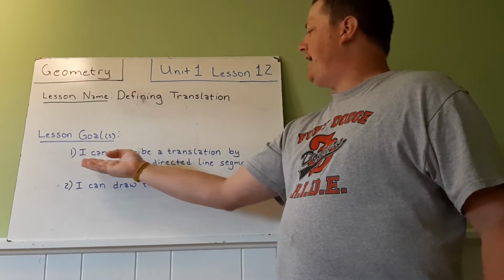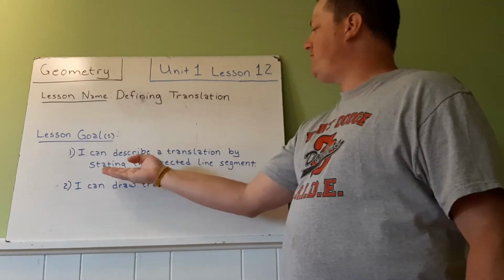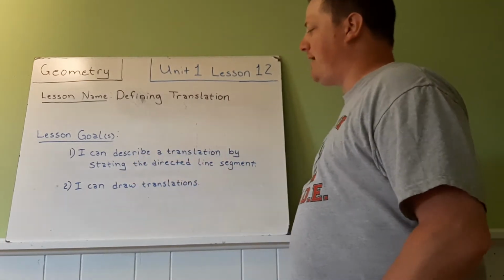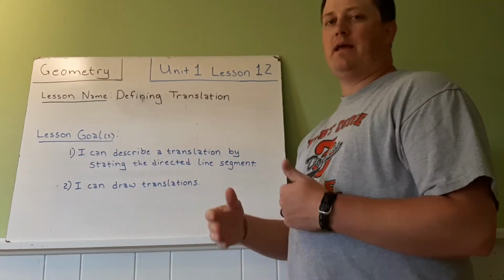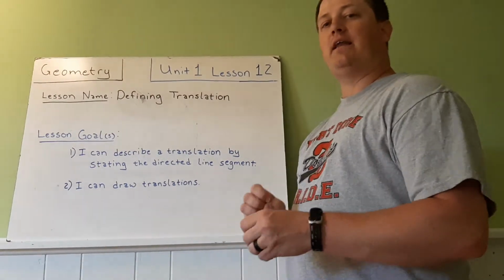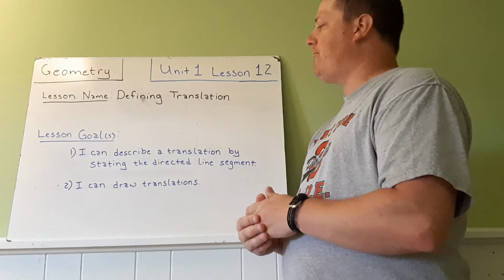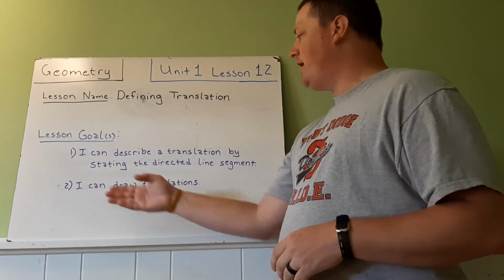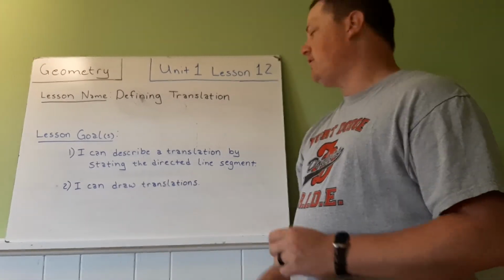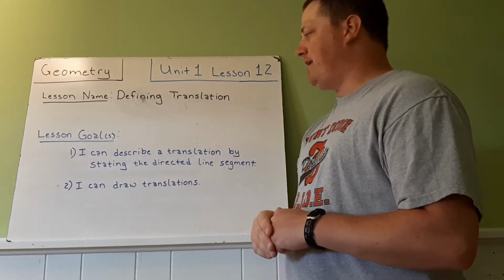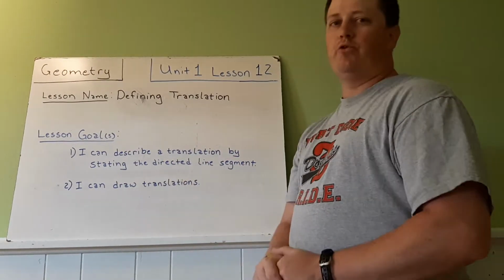Lesson goals. I can describe a translation by stating the directed line segment. The directed line segment is kind of how we identify the distance and direction that our translation will go. Number 2, I can draw translations. So once you have the directed line segment, can you use it to move your shape?